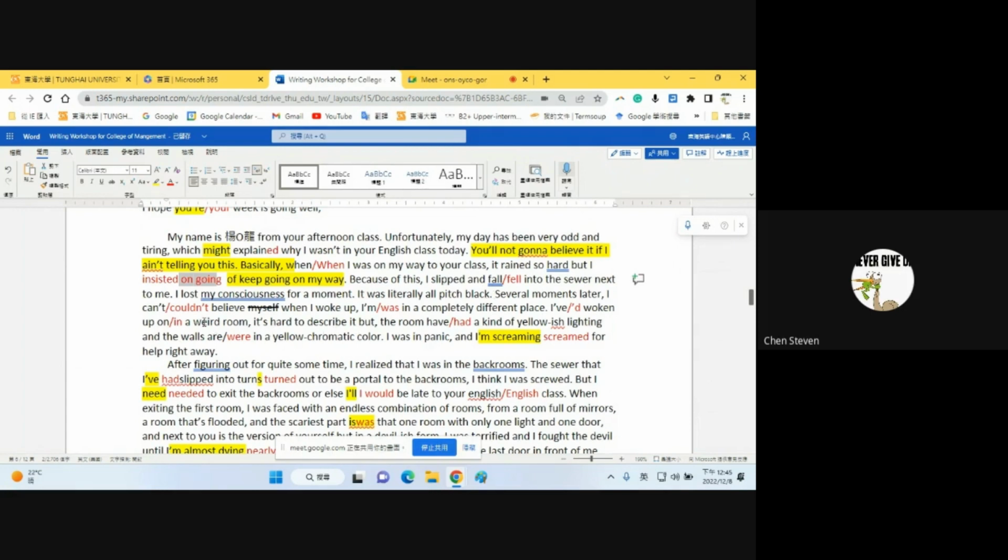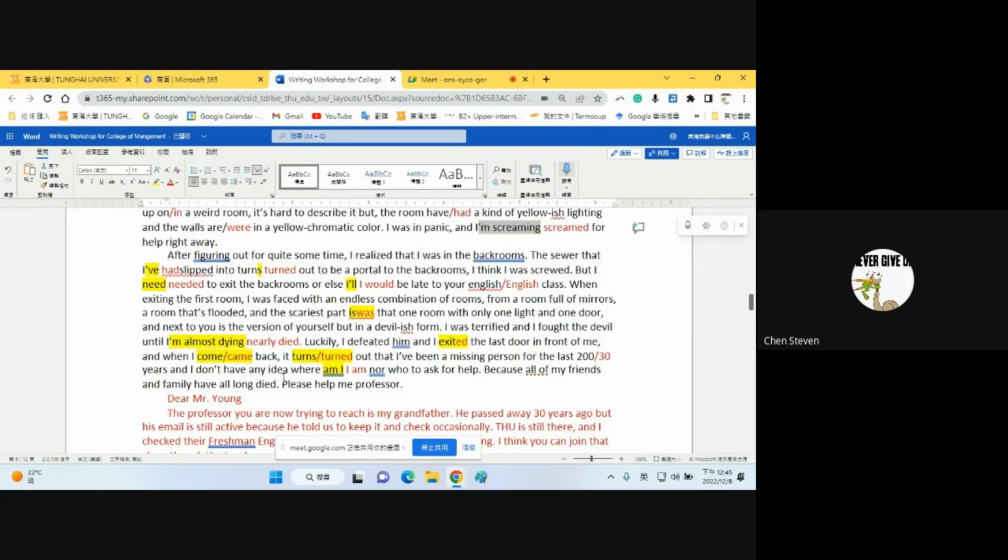"Several moments later, I couldn't believe when I woke up I was in a completely different place. I had woken up in a weird room. Okay, it is hard to describe it, but the room had a kind of yellowish lighting and walls were in yellow chromatic color. Okay, I was in panic and I screamed." Okay, he said... 他用这个词态是不对的. "And I screamed for help right away. And then after freaking out for quite some time, I realized that I was in the back rooms." Well, this is a term from science fiction, which is a labyrinth or maze.